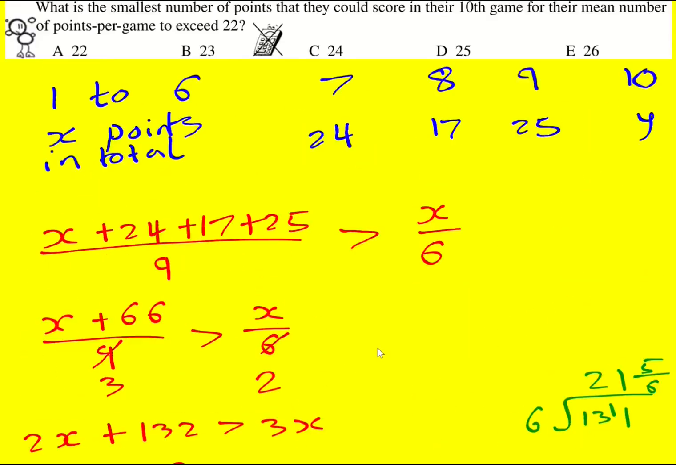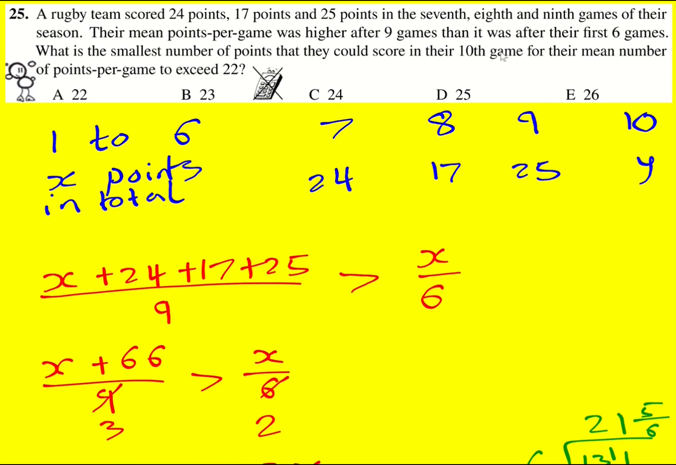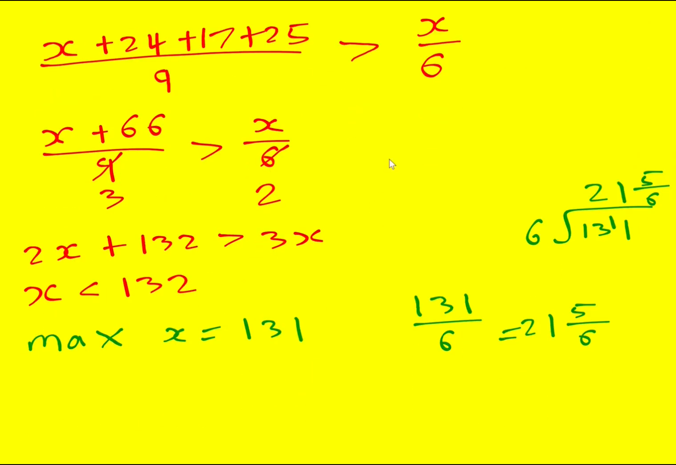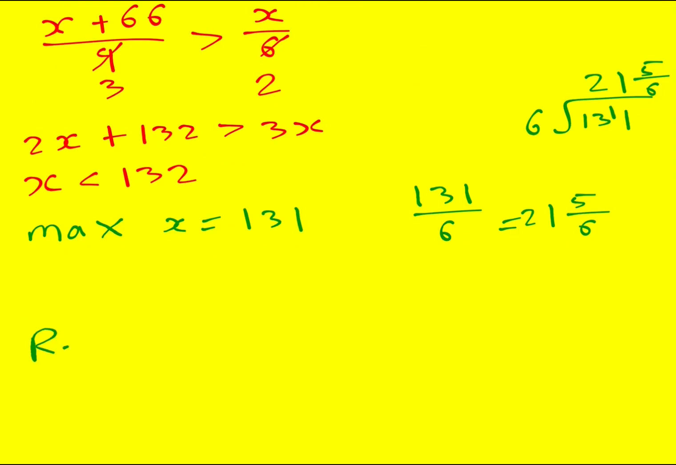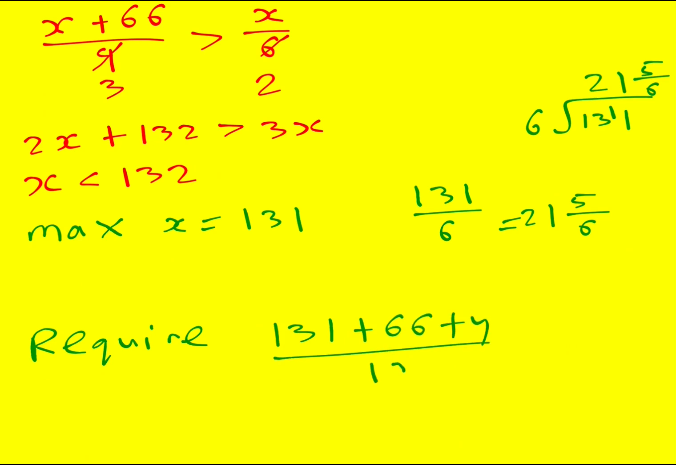Right, so now let's have a look at the number of points scored in the 10th game for the mean number to exceed 22. So now we can take our x plus 66, so we require x, but x is now 131, so 131 plus 66 plus y over 10 to be greater than 22, which means 197 plus y has to be greater than 220. Exceed means it can't equal 22, by the way, it's actually got to be bigger.